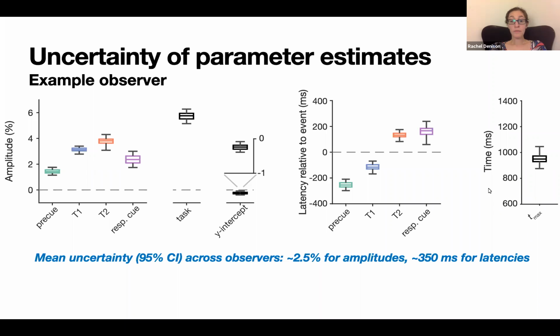And here the box and whisker plots are showing the 50% in the box and 95% in the whisker confidence intervals for each parameter. And if we look across our group of observers, the mean uncertainty as measured by the 95% confidence interval was about 2.5% for amplitudes and 350 milliseconds for latencies.